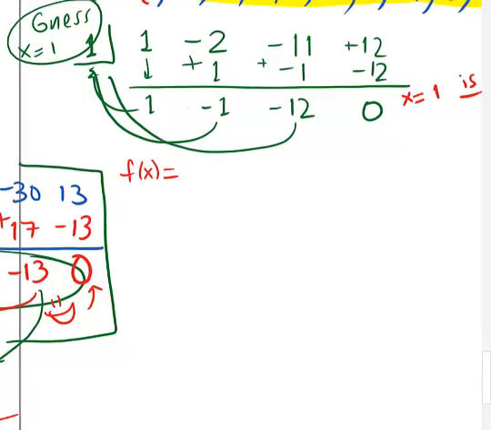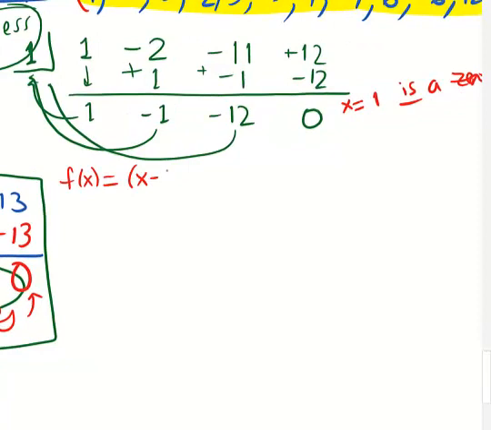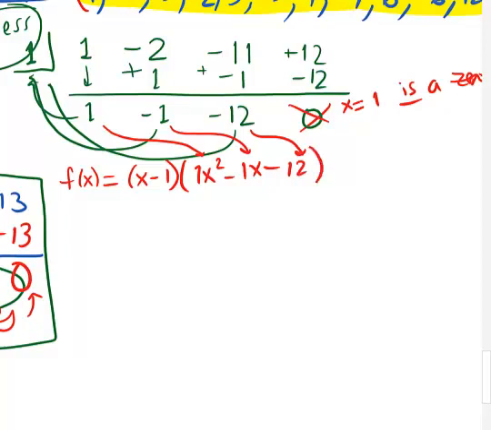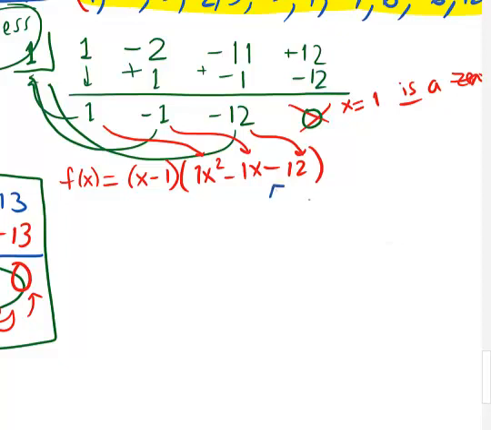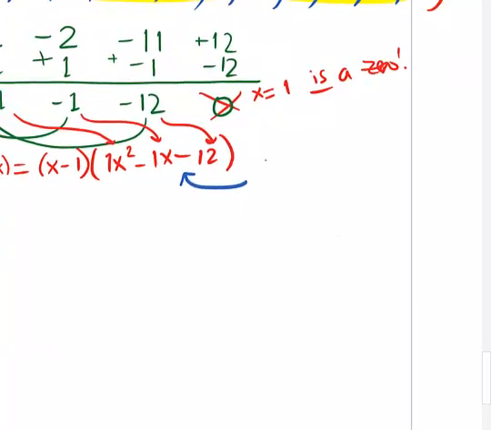So the function we were given can be broken down to x minus 1 times, okay, and then these guys, other than the remainder, we're ignoring that. These are the coefficients that we want. So 1x squared minus 1x minus 12. And you know what's awesome is that guy actually factors. Well, first of all, that's quadratic, so I should not have to do synthetic division again.